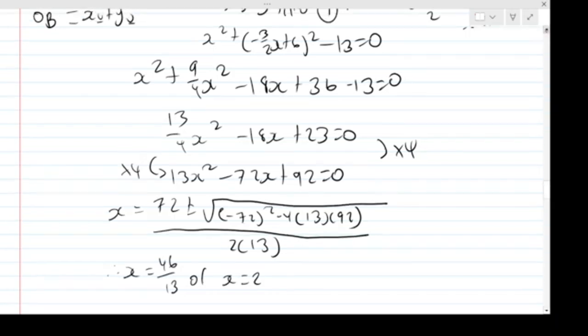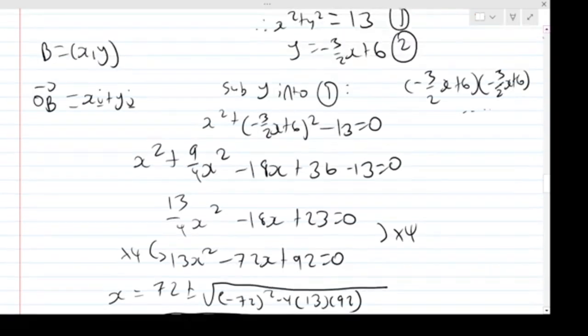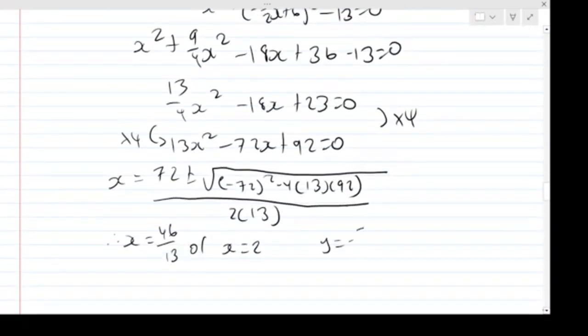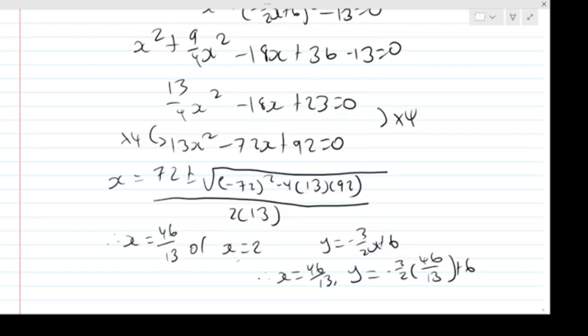But again, we're solving the simultaneous equations, so now we need to find the y value. Well, I know y is minus 3 halves x plus 6. So if I substitute these two values of x in, firstly, if x is 46 over 13, then y is going to be minus 3 halves of 46 over 13, for x, plus 6. And then that will get me 9 over 13.